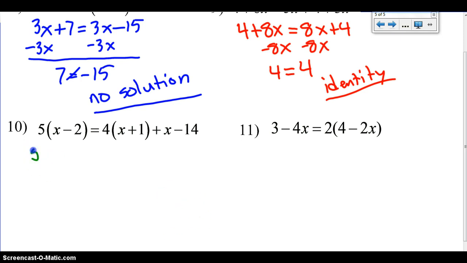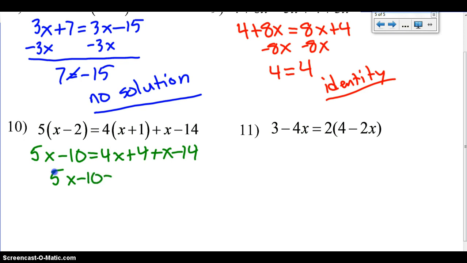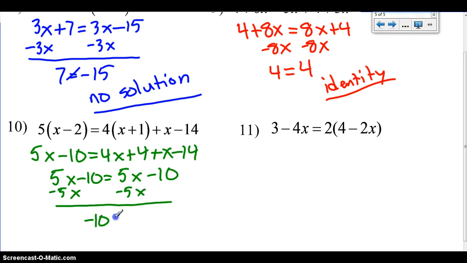All right, so here we go on number 10. 5x minus 10 equals 4x plus 4 plus x minus 14. We need to combine our like terms. 4x plus x gives me 5x. 4 minus 14 gives me minus 10. Now you might recognize already the situation we're running into, but if you need to go further, you can. You can subtract 5x from each side. We have negative 10 equal to negative 10. And just like we saw in number 9, this is the identity situation. The two sides are exactly the same.